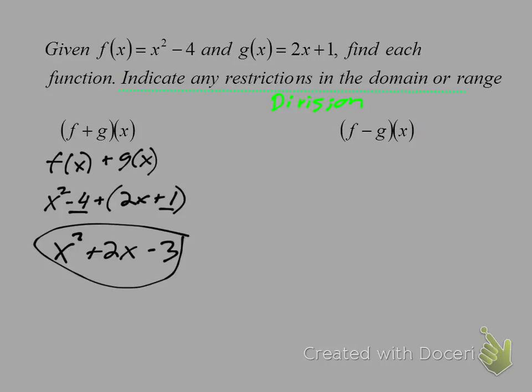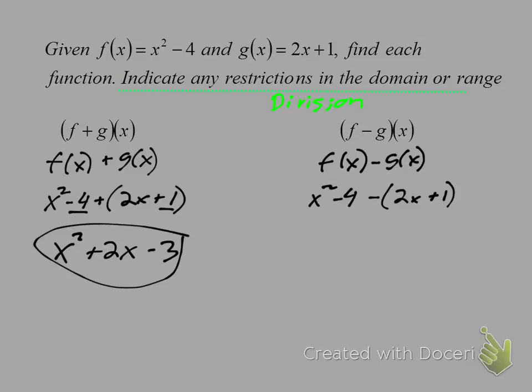Alright, next one, subtraction. Same thing to start with, at least. I always switch it from that form, so f of x minus g of x. So f of x, once again, x squared minus 4 minus, and I always put my second in parentheses for this reason especially. So g of x is still 2x plus 1, but what do I have to do next? Distribute that negative sign. Good.